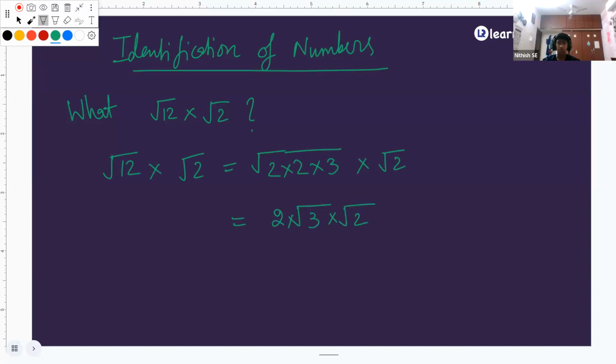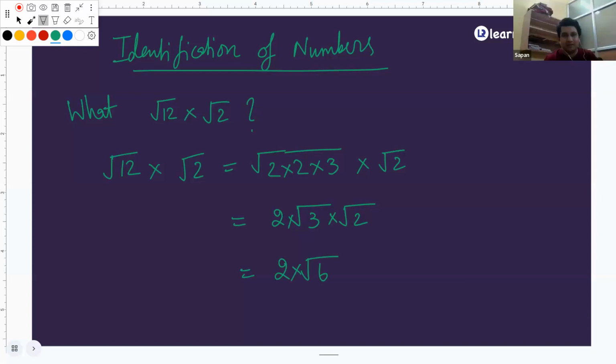Can we write it as 3 into 2 is 6, sir? Yes, we can write it as 2 into root 6 into root 2. So this comes as this. In our class, this is the first chapter: simplification, rationalization of terms. So which case are we in? 2 into root 6. 6 is not a perfect square.